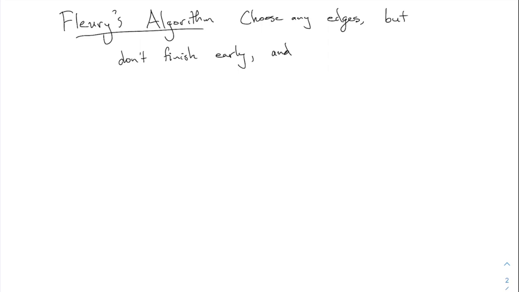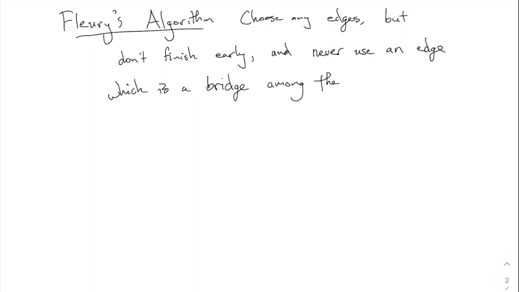This is the important part, what I'm about to say here. Don't finish early, and never use an edge which is a bridge among the unused edges. If you can follow these two rules, you will always get an Euler circuit or an Euler path. So you can choose any edges you like, but don't finish early, and also never use an edge which is a bridge among the unused edges.